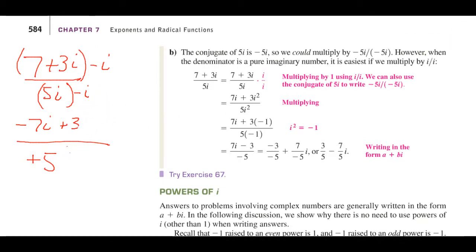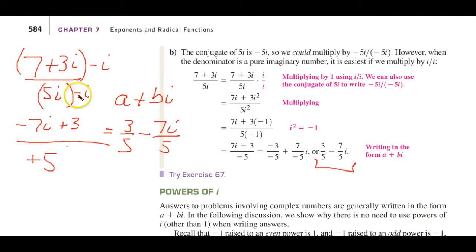And to put it in standard form, I now get the 3/5, which is this one, minus the 7i over 5, which is this one, that I have to put in the standard form, a plus bi. Okay.